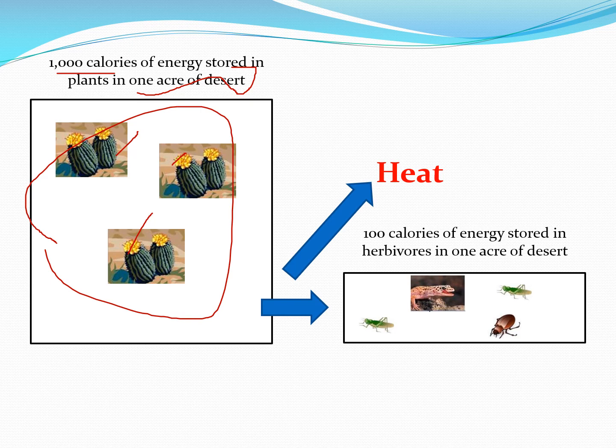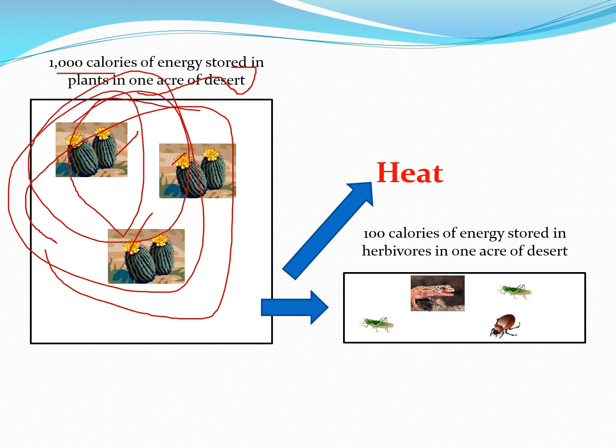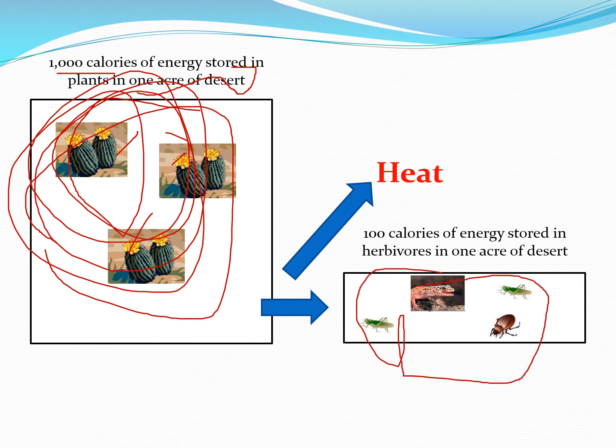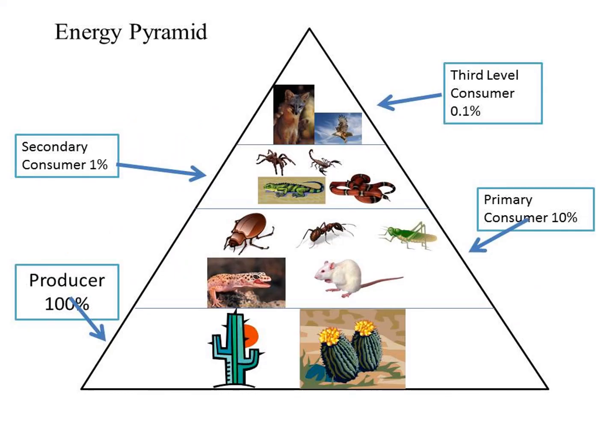So only a fraction of the energy, scientists say about 10%, that was stored in the cactus in this 1 acre of desert, only about 10% of it is actually stored in the tissue of those guys per acre. The reason that's a big deal is that's the energy that's available to the secondary consumers. So as you go up the food chain, they say there's less energy stored at each trophic level. They often use a triangle to illustrate that.